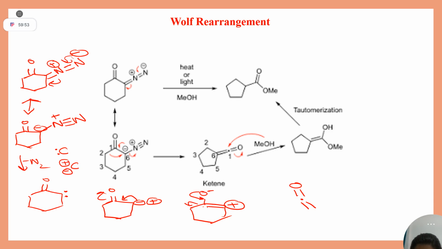This is the C double bond C. Now this positive has combined with this negative, correct? And you will get this. I hope now it is crystal clear to you.